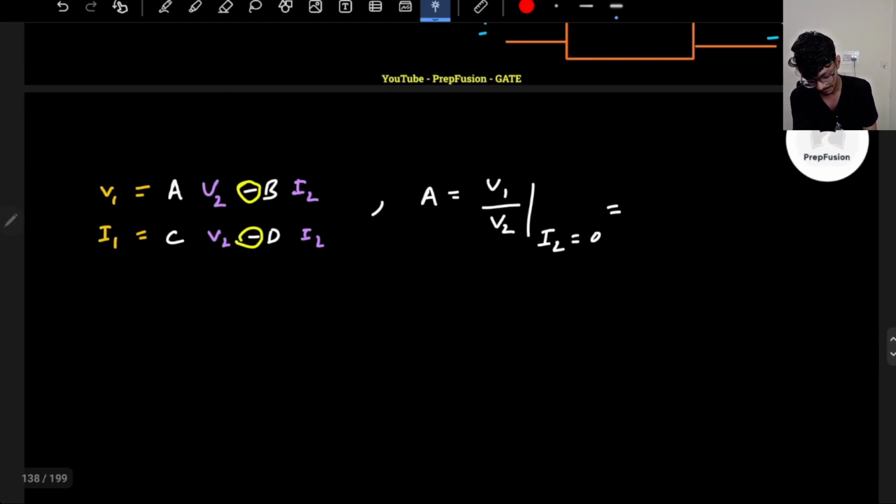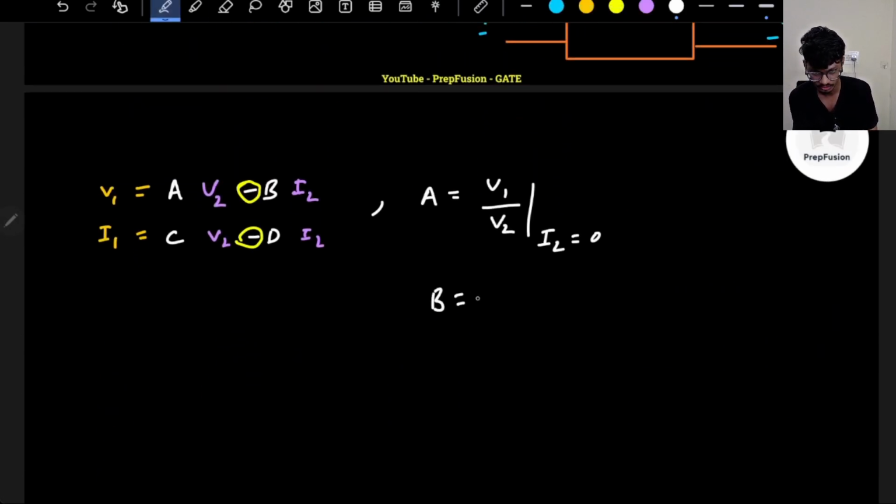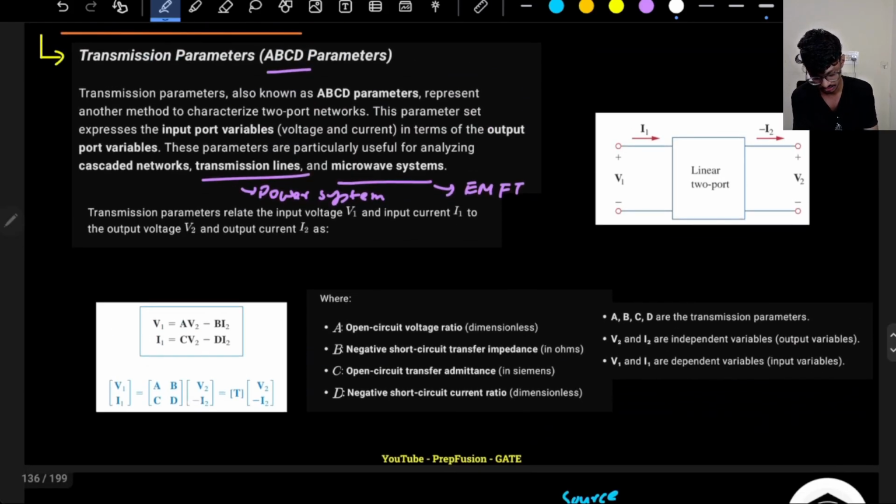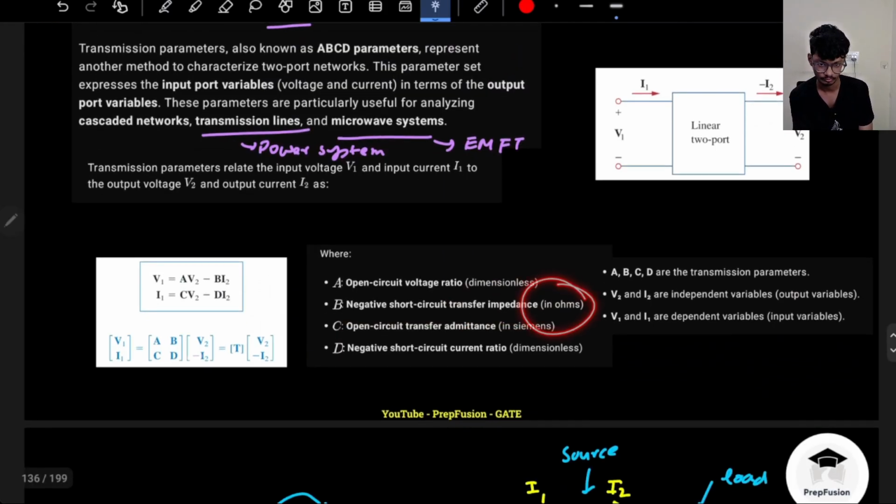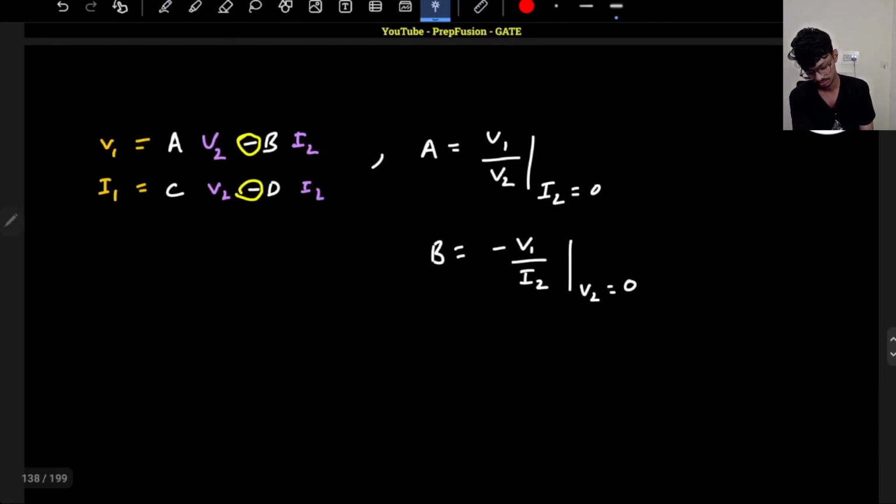What about B? B is the negative of V1 by I2, when my V2 is 0. So it is the negative short circuit transfer impedance. The negative sign is there, so the unit will be ohms because it is impedance. What about C?